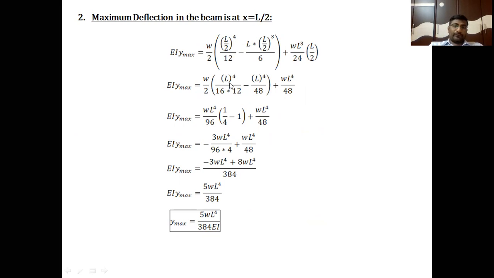So W by 2 L power 4 by, 2 power 4 is 16, 16 into 12, minus L cube into L power 4, 2 power 3 is 8, therefore 8 into 6 is 48 in the denominator. Plus WL power 4 by 24 into 2 is 48. From this we can take 96 common. WL power 4 is in both parameters, WL power 4 by 96. If 96 is common in the denominator, we can write 1 by 4, from 12 into 16 by 96. Then we get 1 by 4 minus L power 4 by 48.